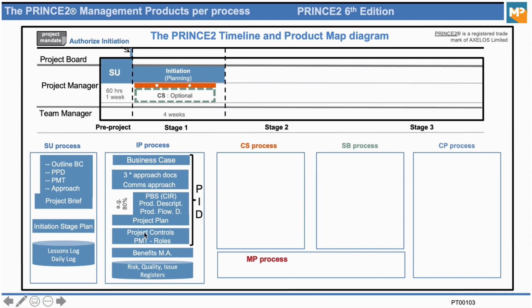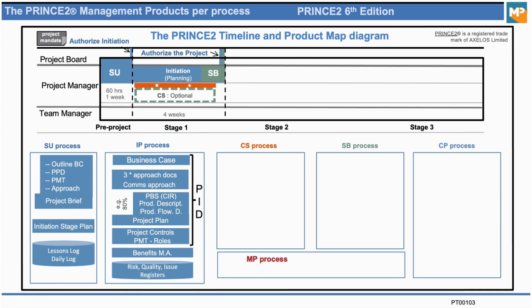The benefits management approach is not in the PID because this document lives on after the project, and we'll see about this later. Okay, so those are all the document deliverables that we have in the initiation stage of the project. Now the project manager will go up to the project board and present this information. But they also need to create a plan for the next stage of the project, because we're going to start delivering products which the users want. So that will happen here, and more about that later.